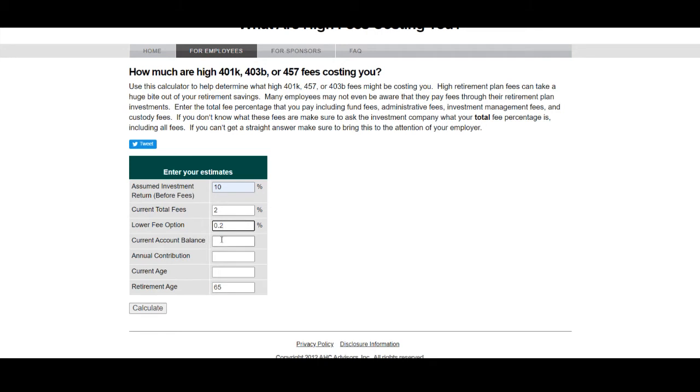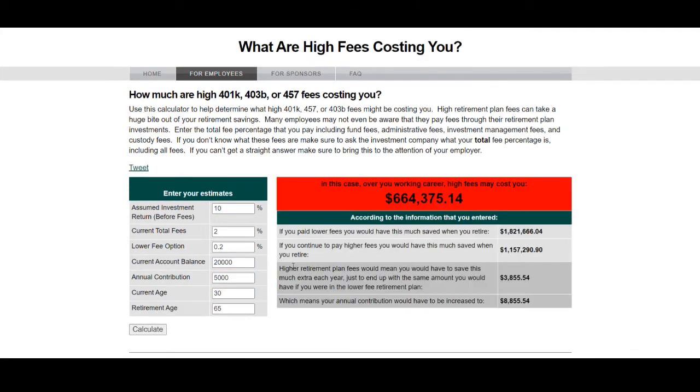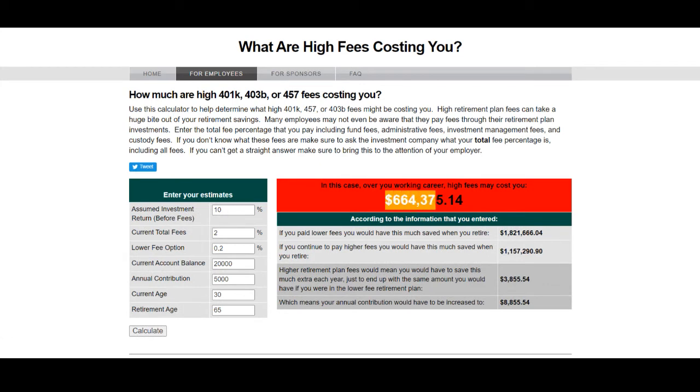Let's just do some random numbers. I already did 20,000 once, so let's try that. And you want to try to invest $5,000 a year, and you are 30 years old. Can you tell I've done this once or twice? Alright, so running those numbers, look how much we would save over the course of those 35 years until retirement just on that fee alone. That's the only difference in these calculations, is the fee.